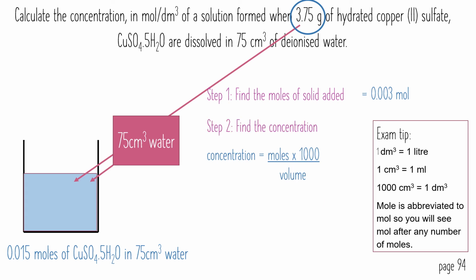Now we have the equation in its right format. What we can do is check our units on our information and put that into our equation. So looking down at the bottom, you can see moles is in the right units, as is volume. So we can just put them into our equation straight away. So concentration equals 0.015 times 1,000 divided by 75. Do the calculation in your calculator and you will get the answer. Concentration equals 0.2 moles per decimeter cubed. And that's your final answer.